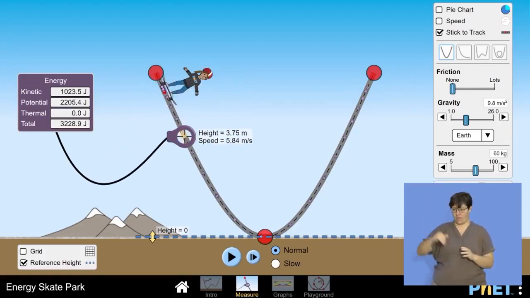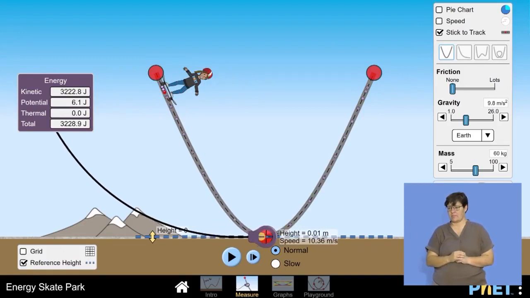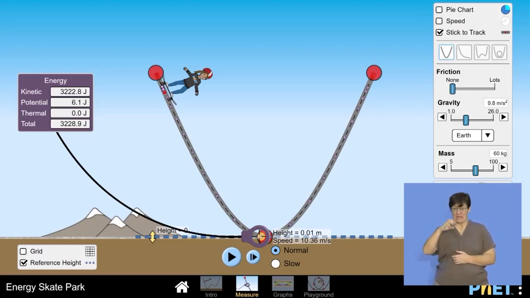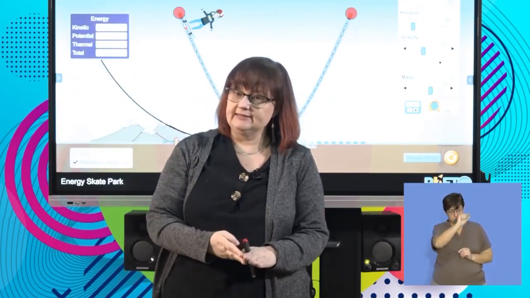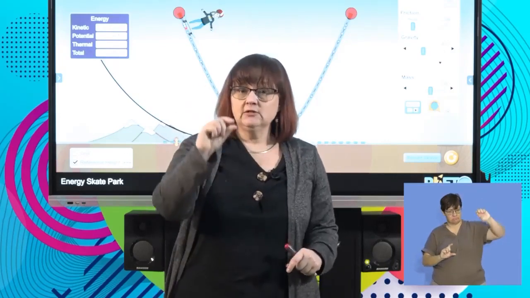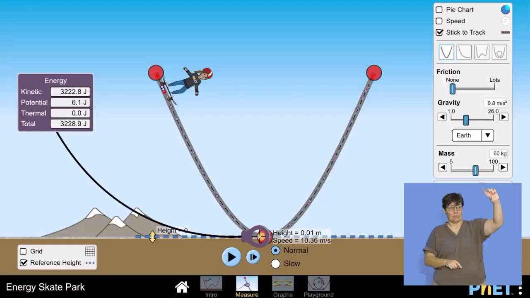Now let's take this grid and take it all the way down to here. There we go. Oopsie. Look there. Now, I can't get it exactly on 0, but the skateboard is at a height of 0.01 meters. That's 10 centimeters off the ground. Look how high the velocity is. So, as they went down, the velocity increases. As the velocity increased, the kinetic energy also increased, and the potential got smaller. But the total stayed the same, 3,228.9 joules.